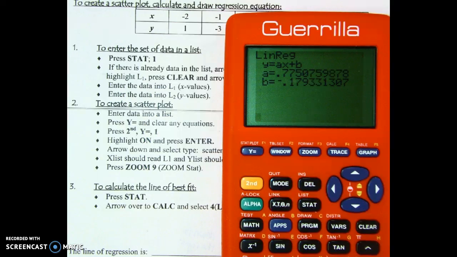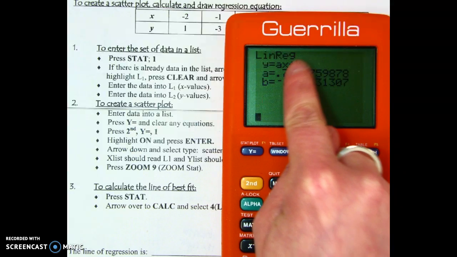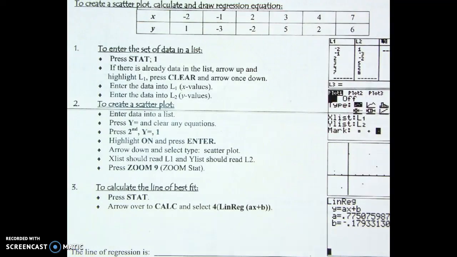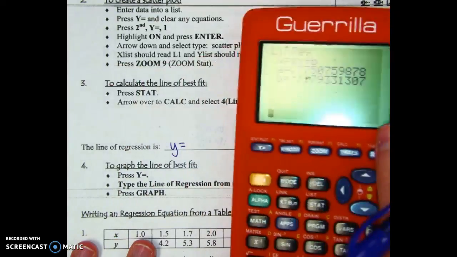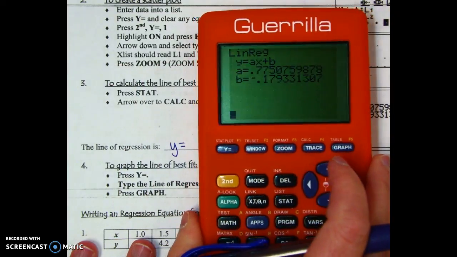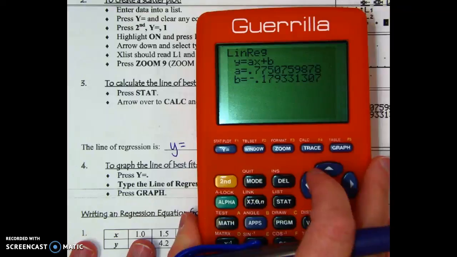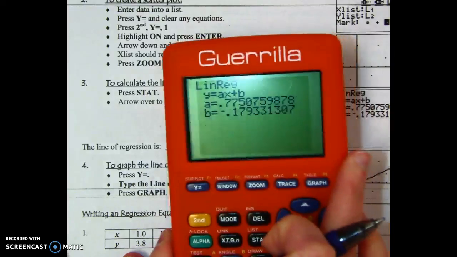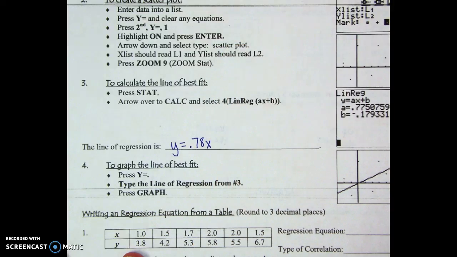So that means our equation is y equals, for A, it's 0.78 x plus B, which is -0.18. So we can write that equation. Y equals, and for A, in this case, well, usually you're used to mx plus b, but in your calculator's case, it's ax. So I'm rounding that to 0.78. So 0.78x, and the b is -0.18. It's -0.179, which rounds to -0.18.